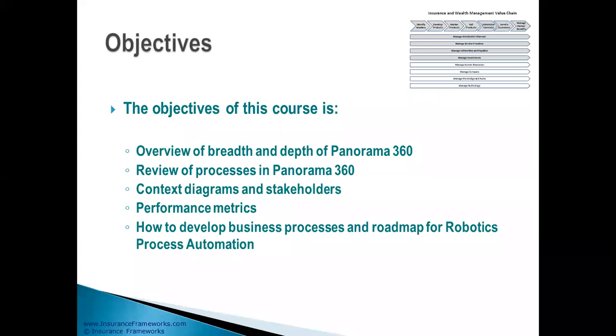At Insurance Frameworks, we have developed a course for those situations. We'll provide you with an overview of the breadth and depth of Panorama 360. We'll review the processes that we find in it, the context diagrams, stakeholders, and metrics, as well as developing business processes and roadmaps for RPA.